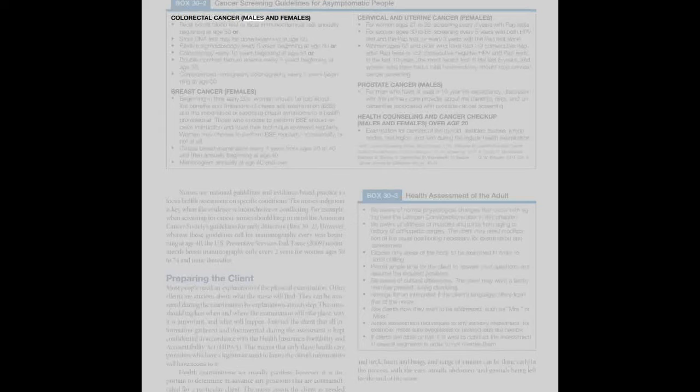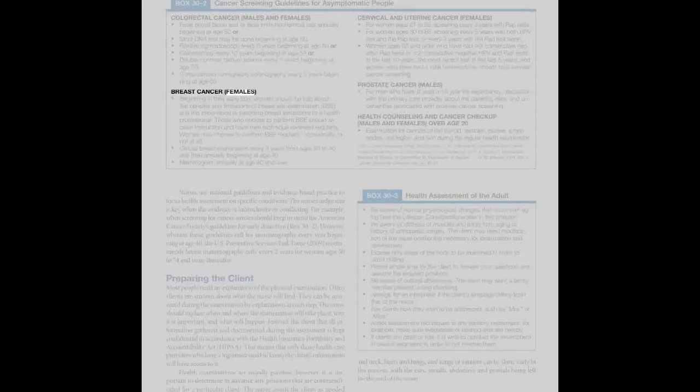Colorectal cancer, males and females, fecal occult blood test, or fecal immunochemical test annually beginning at age 50, or stool DNA test, may be done beginning at age 50. Flexible sigmoidoscopy every 5 years beginning at age 50, or colonoscopy every 10 years beginning at age 50, or double contrast barium enema every 5 years beginning at age 50. Computerized tomography colonography every 5 years beginning at age 50.